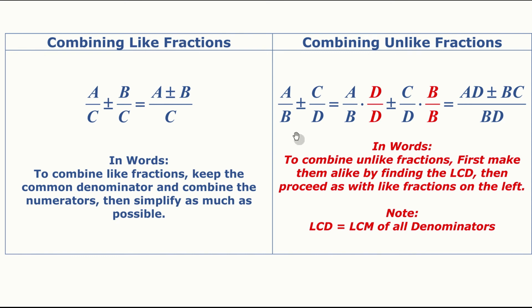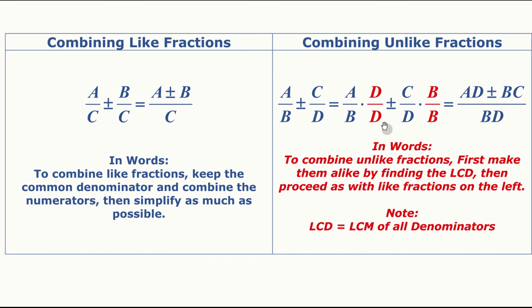So if they're unlike, you're first going to make them alike by making the denominators the same. Then you're going to proceed as you did here. So what's the procedure when the denominators are the same? Simple. Keep the common denominator, combine the numerators. Okay? So if you have a scenario in which the fractions are not alike like this, first make them alike, right? So you need to find the LCD, which is BD in this case, and turn both of these denominators into BD. So this one is going to require multiplying by a D.